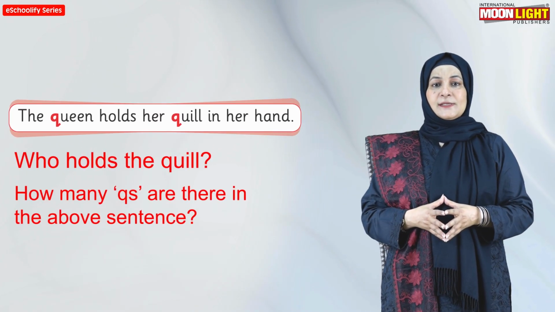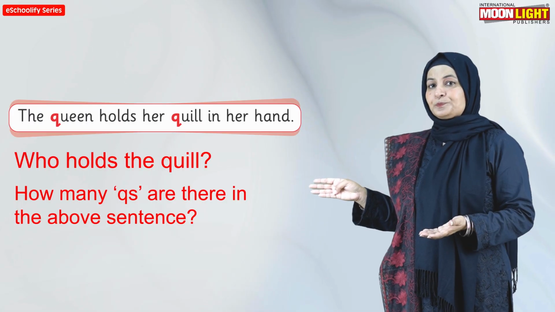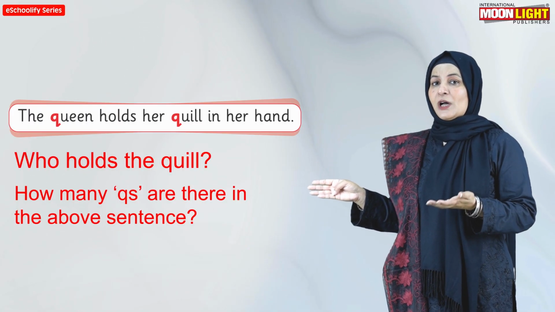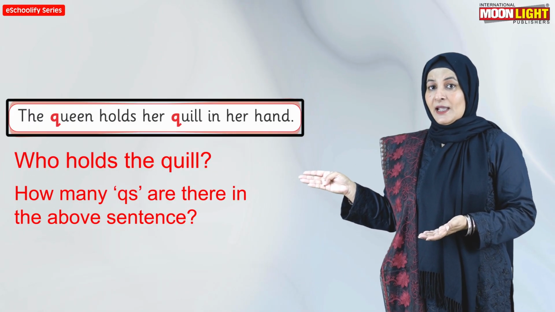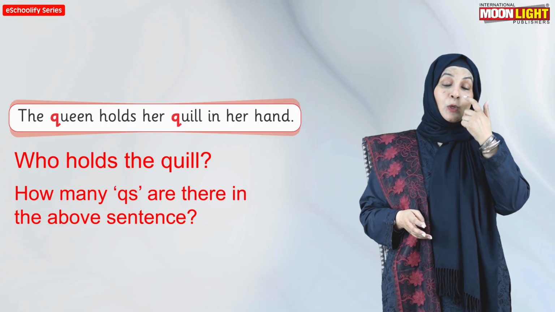Q is for question, quiet, queen and quill. After that, ask different questions. They are written over here. Like how many Qs are there in the above sentence and who holds the quill.